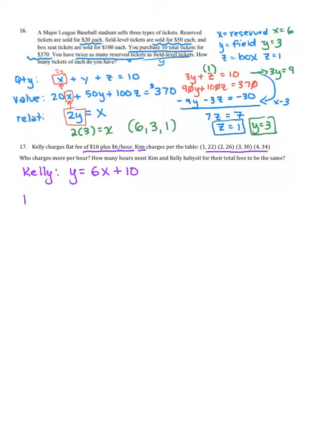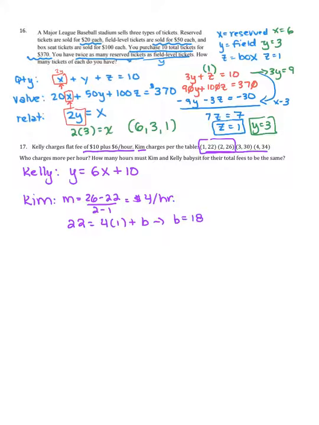So I wrote it out here. So first thing we have to do is figure out slope. I'm going to use these first 2 points. So her slope is going to be 26 minus 22 over 2 minus 1. So she charges $4 per hour. That's her slope. And then we have to figure out the y-intercept, so we do the y equals mx plus b. 22 equals 4 times 1 plus b, so that tells me that b is going to be 18. So Kim's equation is y equals 4x plus 18.